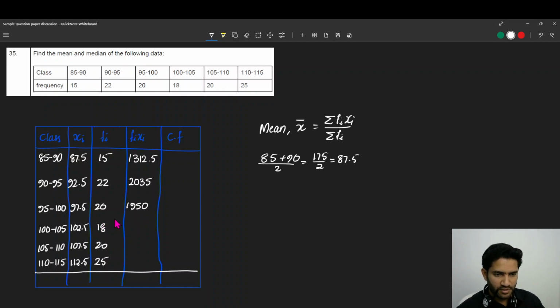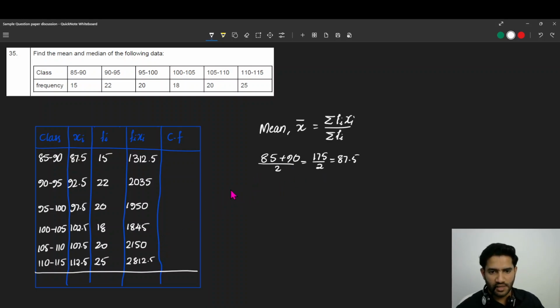Then 102.5 into 18, it will be 1845. Again 107.5 into 20, that is 2150. Then 112.5 into 25, that is 2812.5.